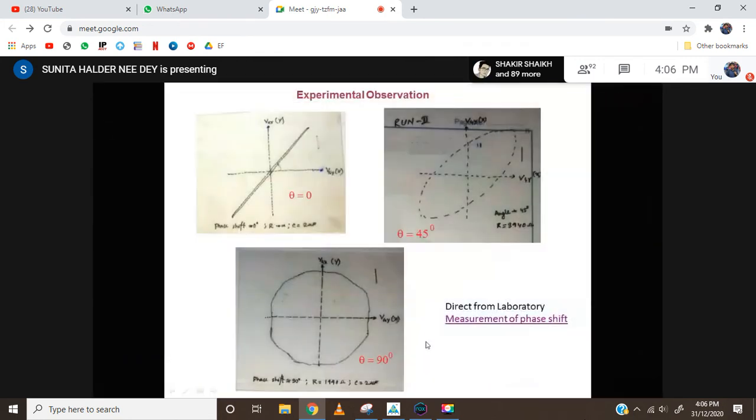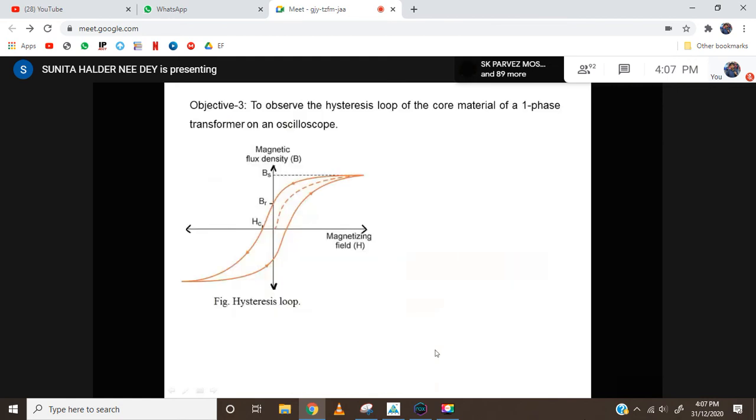So have you understood the function of decay resistance and the rheostat? Yes, ma'am. Okay. But actually, we need this 90-degree angle for the next run.